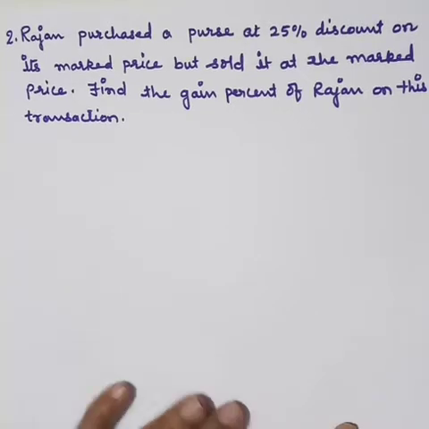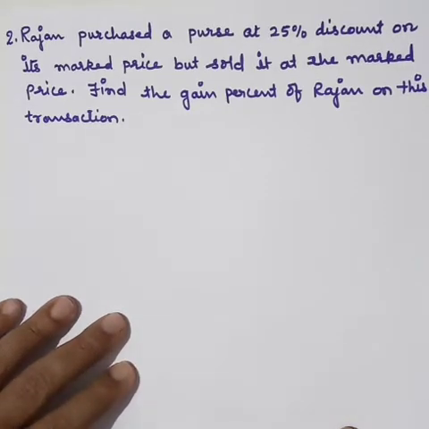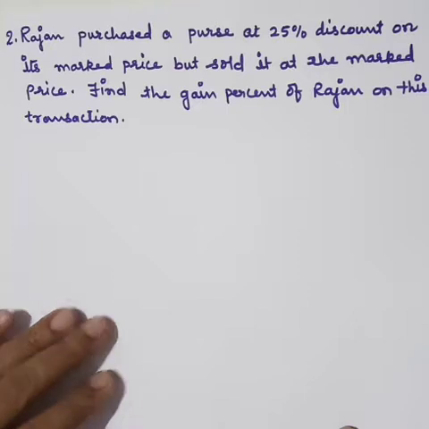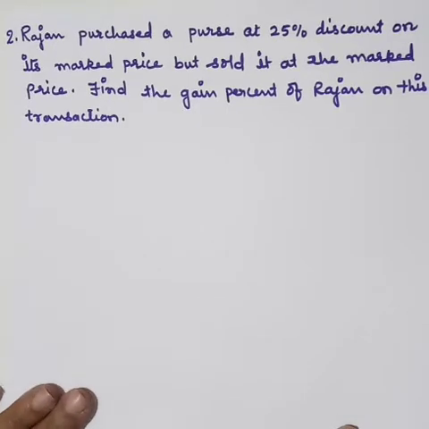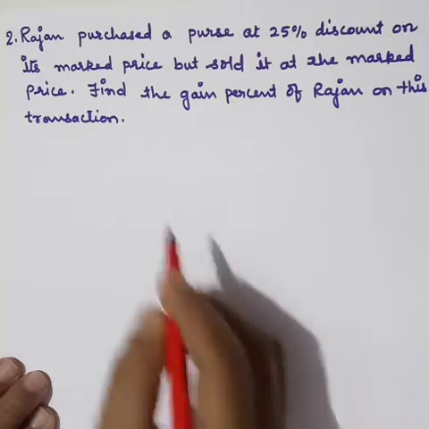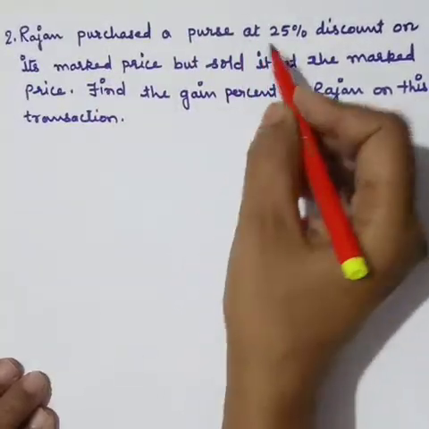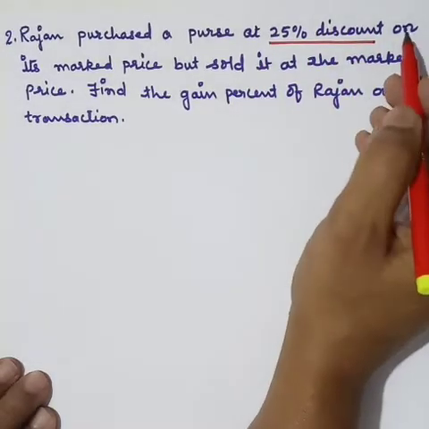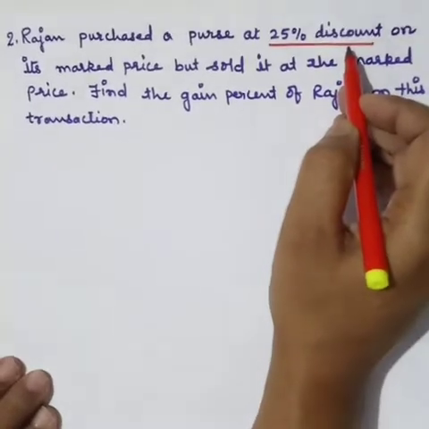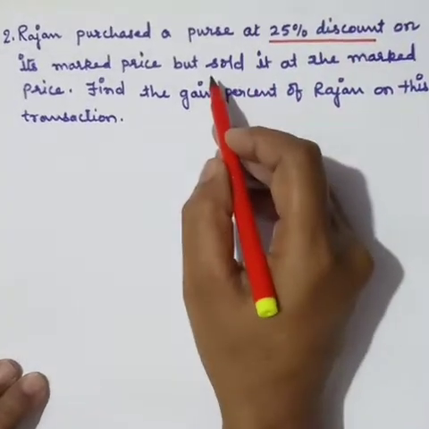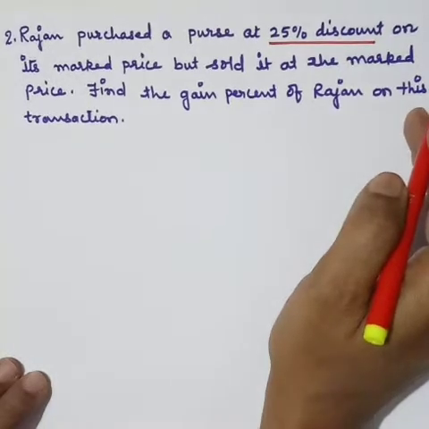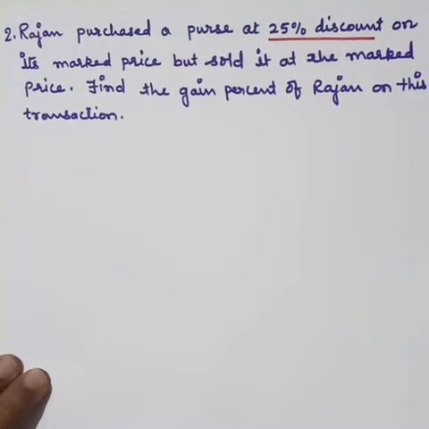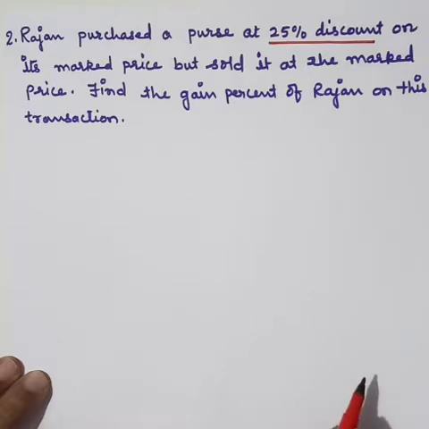Rajan purchased a purse at 25% discount on its marked price, but sold it at the marked price. Find the gain percent of Rajan on this transaction. Now see here children what is given. Rajan purchased a purse at 25% discount. Discount is always calculated on marked price, and again he sold it at marked price. That means SP is also equal to MP.